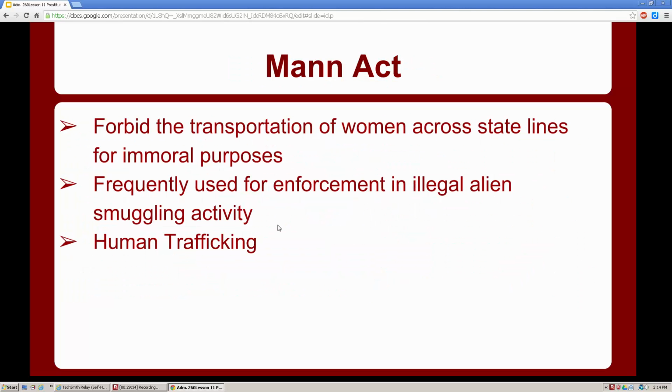Now, in a nutshell, the Mann Act basically forbids the transportation of women across state lines for immoral purposes. Now, that's again an ambiguous term, but we're talking basically about illegal sex. It's used for enforcement in illegal alien smuggling activity, because a lot of them are forced into prostitution, and for human trafficking. So there are about three areas here where the Mann Act comes into play for federal prosecution.